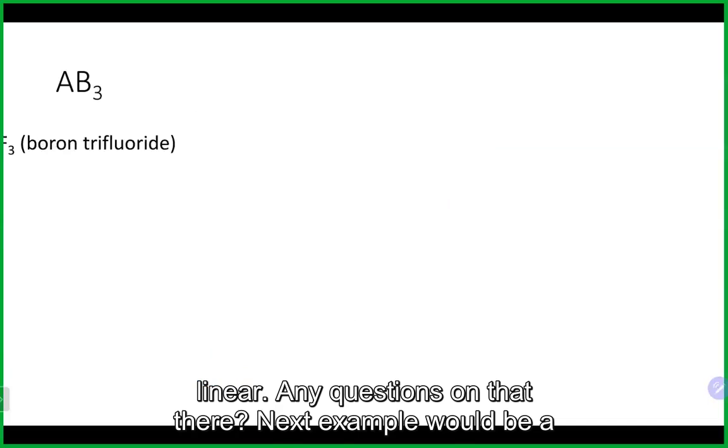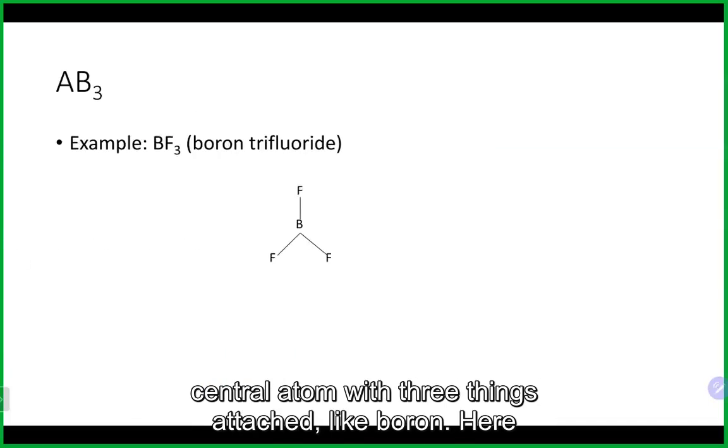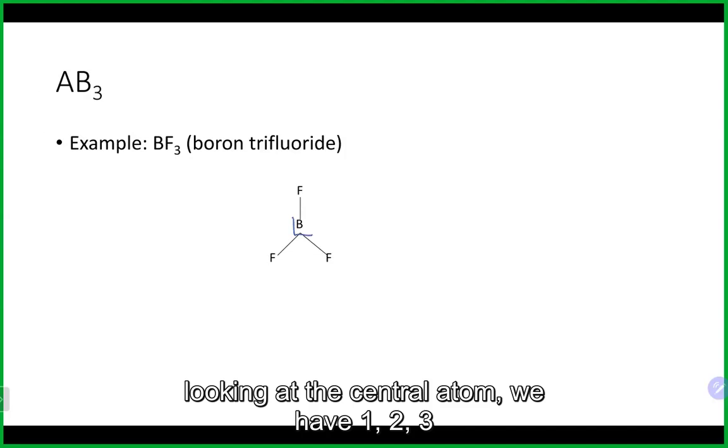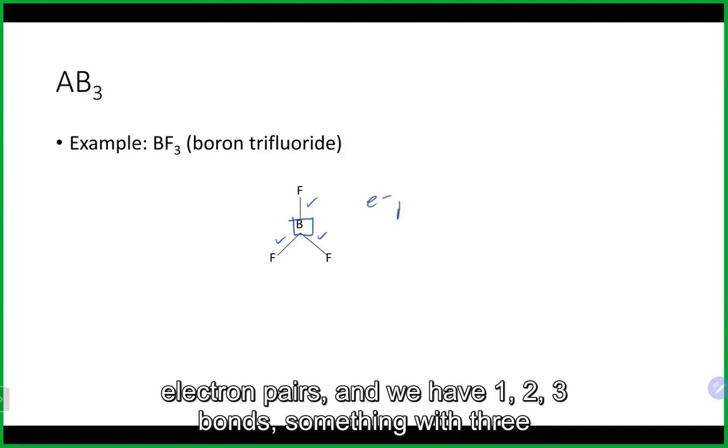Next example would be a central atom with three things attached, like boron here. Looking at the central atom, we have 1, 2, 3 electron pairs.